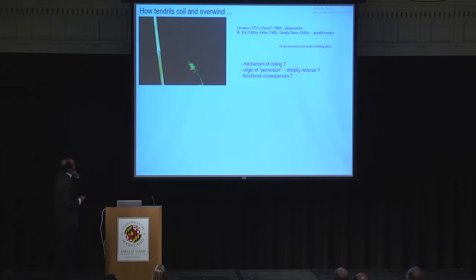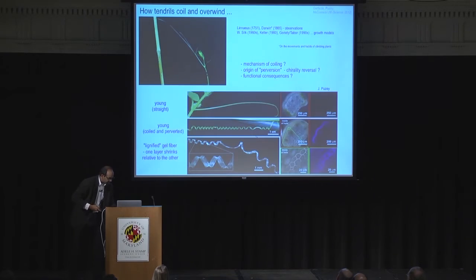Again, an old problem, and again, there have been attempts over various eras, including the most recent one, where people have posited that it arises due to growth. Because after all, if I have a long rod or a long filament, and if one side grows compared to the other, it's going to bend. So the question was, is this really true? First question, is that growth model really true? And the only way to find out is to go to the lab and measure. So I'm going to tell you about some experiments. What is the mechanism of coiling? What is the origin of the perversion? I already told you. And what are the functional consequences? And that last one is particularly interesting.